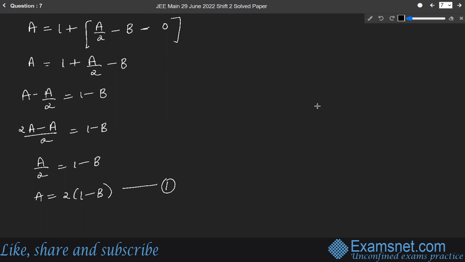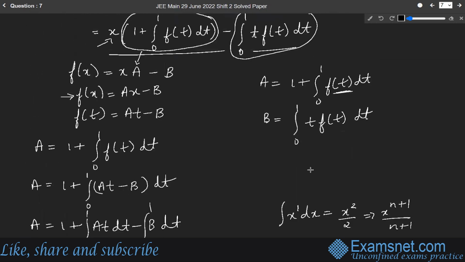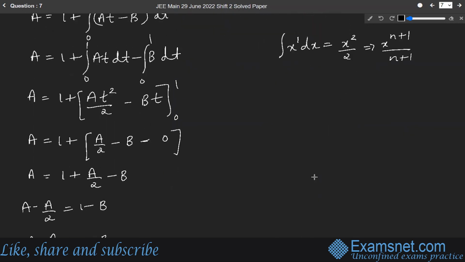Similarly, let us do one thing. Let us solve the b part. What is the value of b? The value of b is integral of 0 to 1 t into f of t dt. All right. So b is integral of 0 to 1 t into f of t dt.